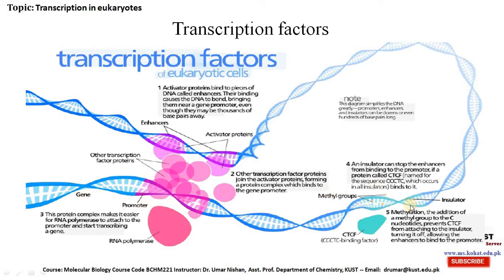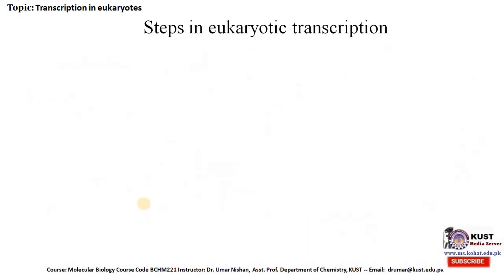Then you can see methyl groups here. Here's the insulator, the CTCF, the RNA polymerase. So this gives you an overall picture, but this does not have each and every tiny detail that we are going to talk about now, the steps in eukaryotic transcription.